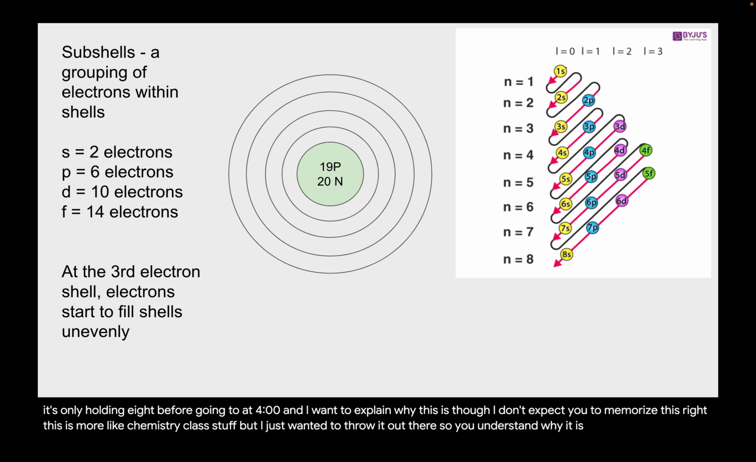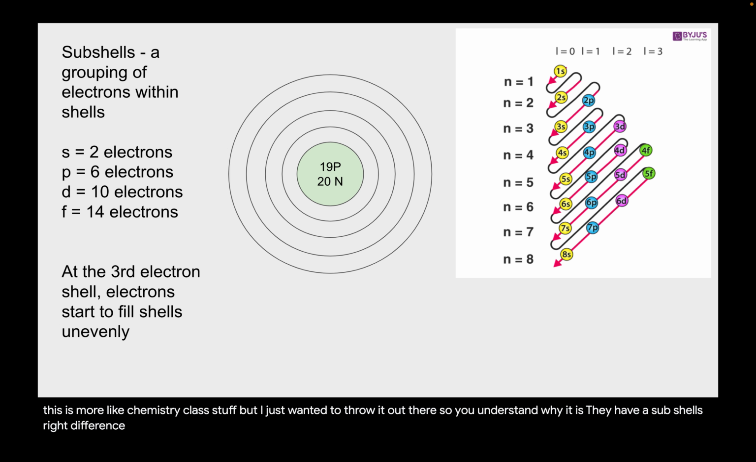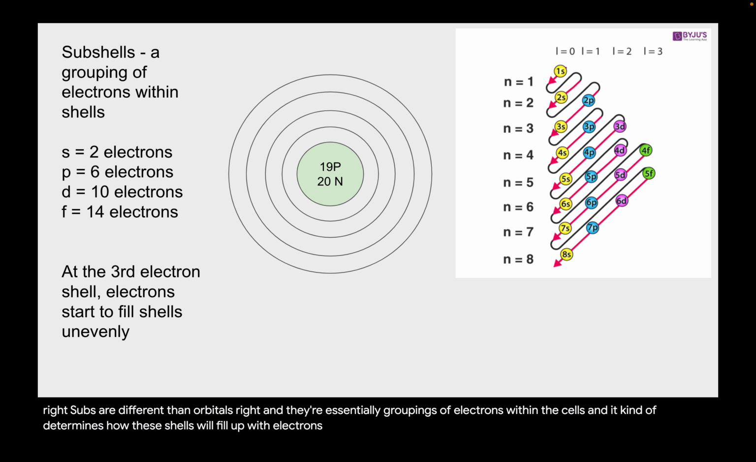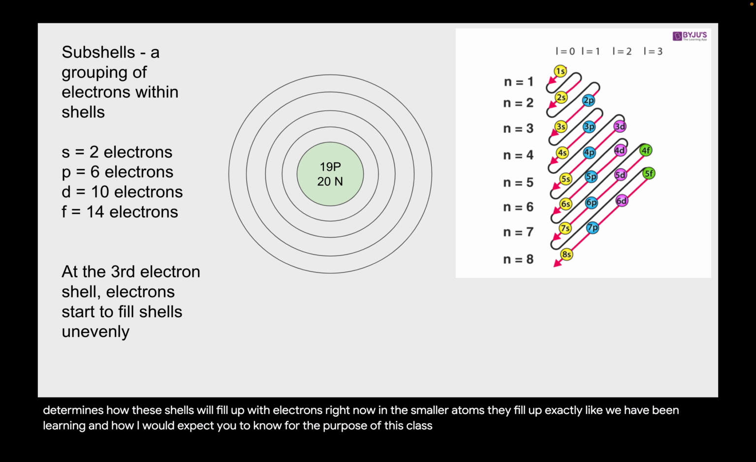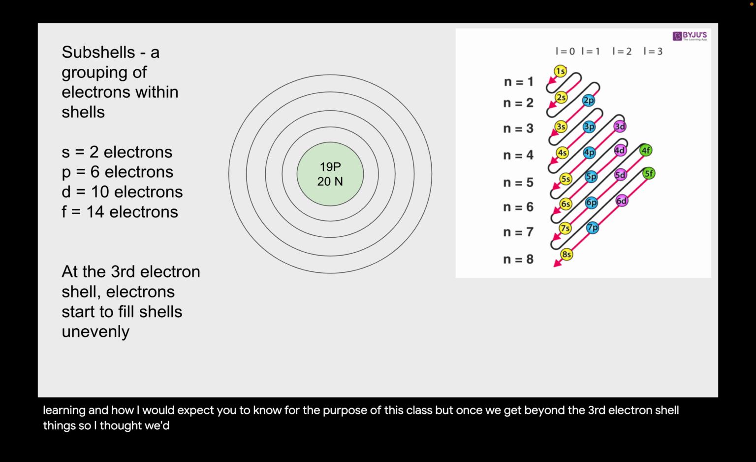So these electrons, they have subshells, right? Subshells are different than orbitals, right? And they're essentially groupings of electrons within the shells, and it kind of determines how these shells will fill up with electrons. Now in the smaller atoms, they fill up exactly like we have been learning and how I would expect you to know for the purpose of this class. But once we get beyond the third electron shell, things start to get a little funny.